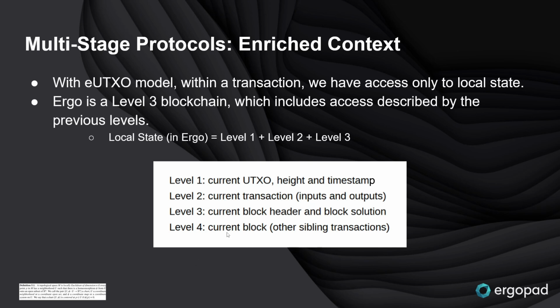And we can define these with different levels. In a level 1 system, you'd have access to only the current UTXO, for example. In level 2, it would be just the current transaction, so inputs and outputs. And in level 3, we'd have access to the current block header, and also all of the information from the previous 2 levels. Level 4 would give you access to everything in the current block, so other sibling transactions. Since Ergo only has access to local state, we'd say it's a level 3 blockchain.